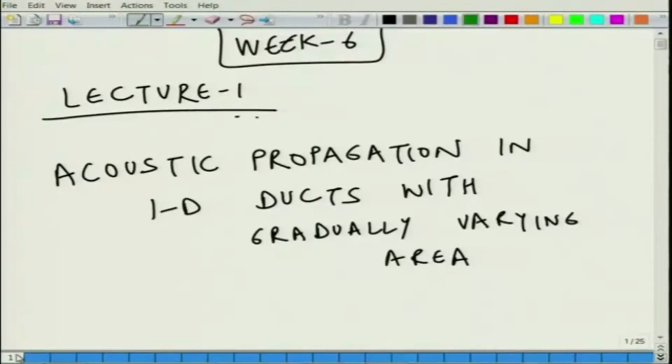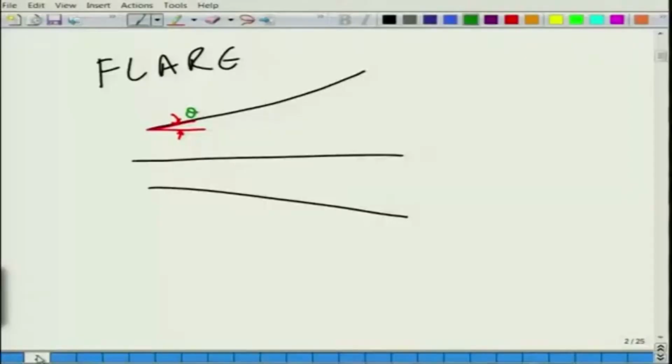Welcome to week 6 of the NPTEL course on Muffler Acoustics. This is the first lecture of week 6, and the entire week 6 and possibly the initial parts of week 7 will be studying a topic which is known as acoustic propagation in ducts of gradually varying cross sectional area. So, we are still considering 1D waves only, that is the waves propagate along the axis, but now the difference is that the cross sectional area, as you can see, is varying.